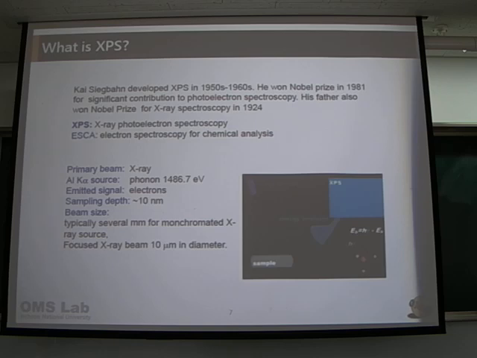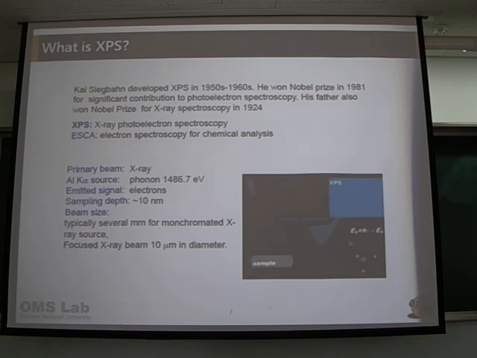And what is XPS? Siegbahn developed XPS in 1950 to 1960. He won the Nobel Prize in 1981 for significant contribution to photoelectron spectroscopy. In this case, XPS means X-ray photoelectron spectroscopy. Its other name is ESCA, electron spectroscopy for chemical analysis.